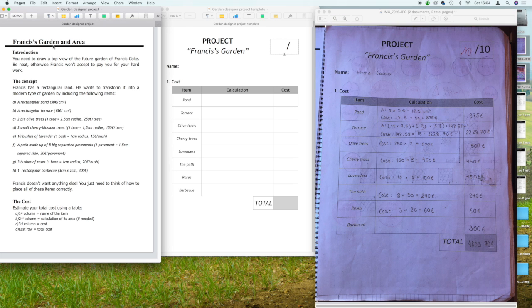So the project is about Francis' Garden. You need to draw a top view of the future garden of Francis Coke. Be neat, otherwise Francis won't accept to pay you for your hard work. Okay, like we're being a professional garden designer.